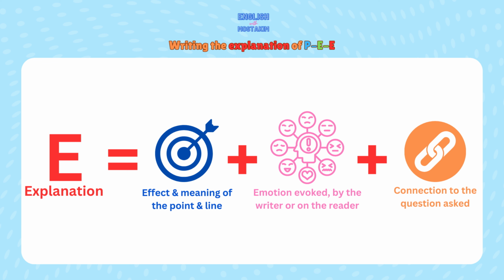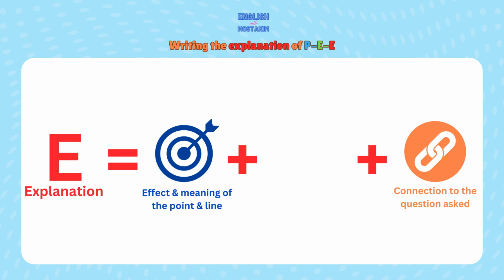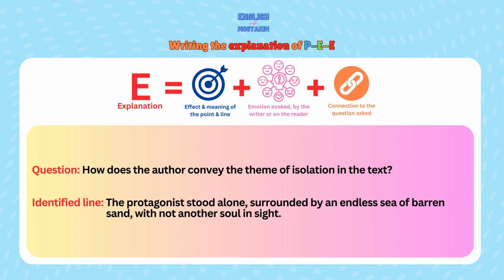Now we will look at an example on how we can apply all of it in practicality or in real life while answering the analysis question. Firstly, let's look at this example. In this example, let's assume there was a text, and from that text, we have identified the line: the protagonist stood alone, surrounded by an endless sea of barren sand, with not another soul in sight.